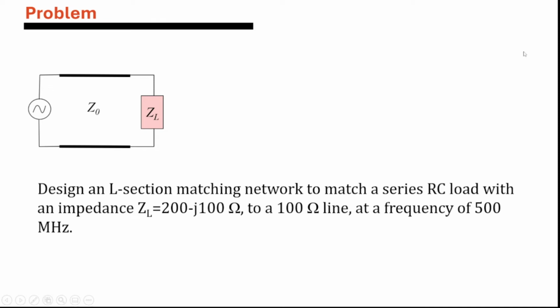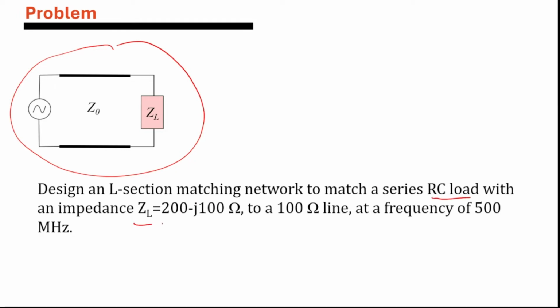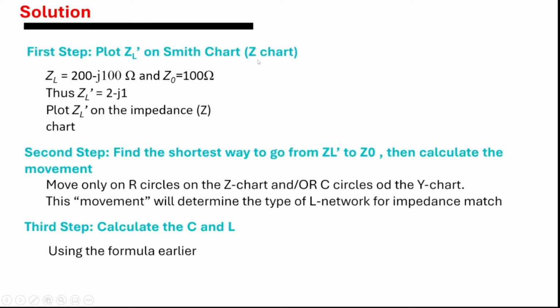Now let's look at an example. Let's say we have a circuit like this where there is an RC load with a load impedance of 200 minus j100 ohm, which is connected to a 100 ohm line, and we want to match this ZL to our Z0 here. For that purpose, the first step is of course to plot ZL on the Smith chart. And as usual, we find the normalized ZL, which in this case is equal to 2 minus j1.